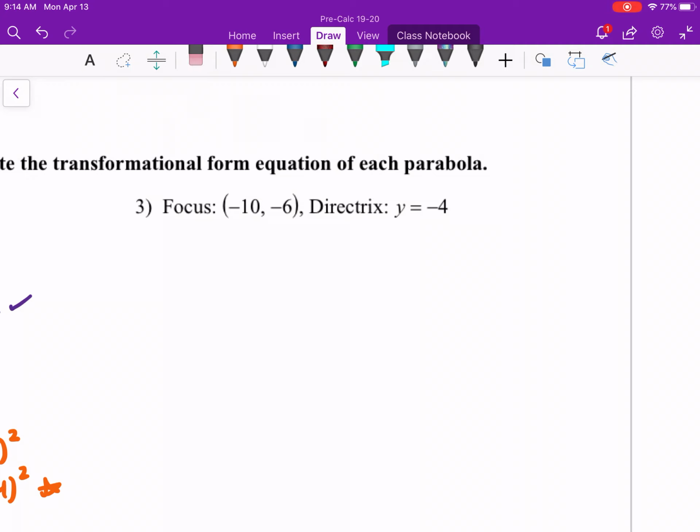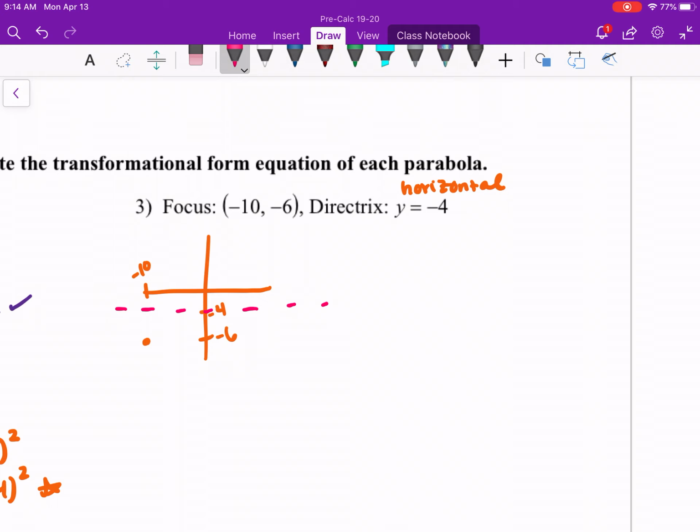So the first thing I'm going to do is graph these guys. The focus is at -10, -6. Let's say that's somewhere over here. And then my directrix is at y = -4. Remember, y equals is a horizontal line. So I'm going to draw a horizontal line through -4.